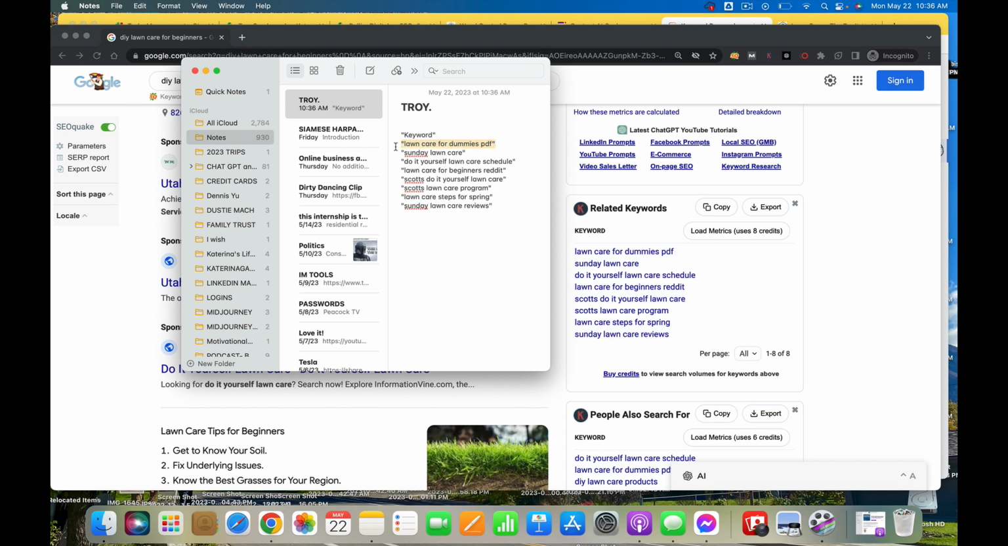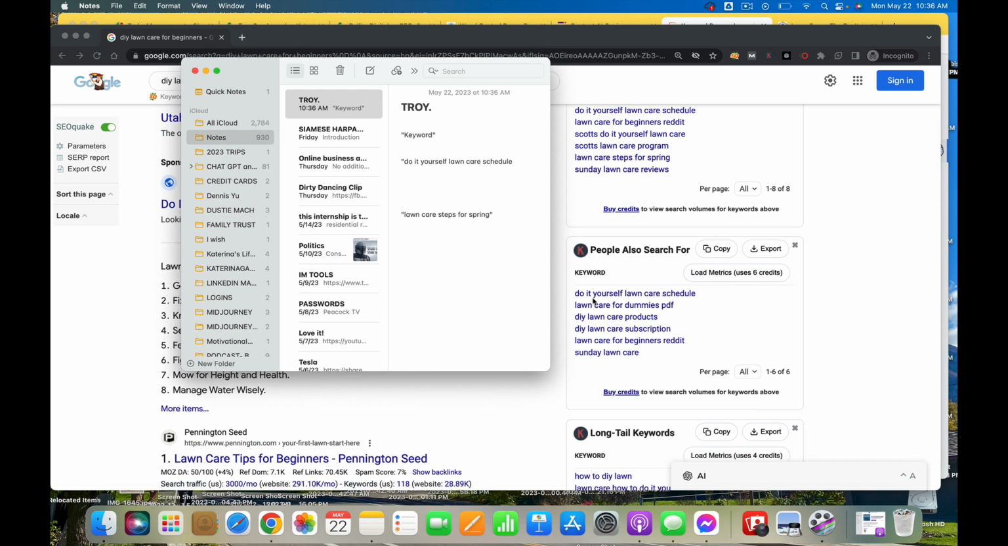So I'm going to take off this one. We don't want this one. I'm not going to research Sunday lawn care. I don't think that's really good. So I like this do-it-yourself lawn care schedule. We don't need the Reddit one, so we're going to get rid of that. We don't want to rank for that. And then the Scotts, we're not going to want to compete with them. Maybe later on we would. Sunday looks like it's a brand, so we're taking that one off, taking this one off, taking this one off, and we've got, whoops, lawn care steps for spring, do-it-yourself lawn care schedule. Those are good.